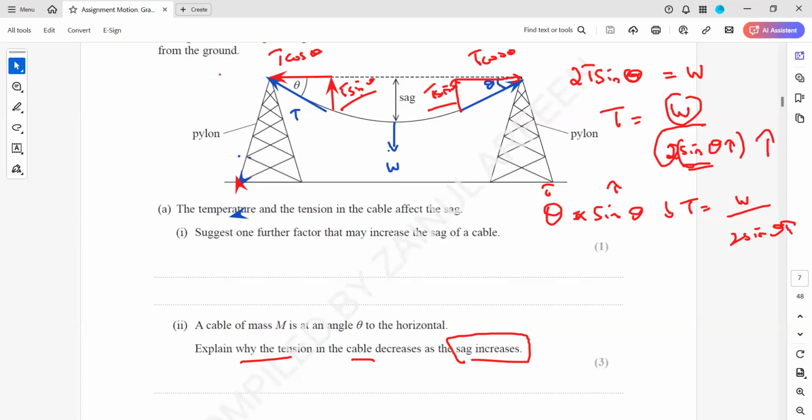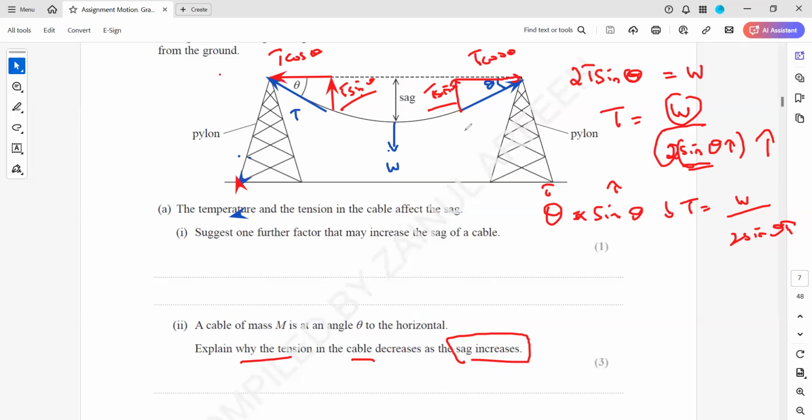First thing you will mention: weight is equal to 2t sine theta, as we have to show. And then t will be W divided by 2 sine theta. And as the value of theta increases, the value of sine theta will also increase. So the denominator value will increase. So as the denominator increases, the value of the numerator on the other side will decrease. Is it clear, this one?